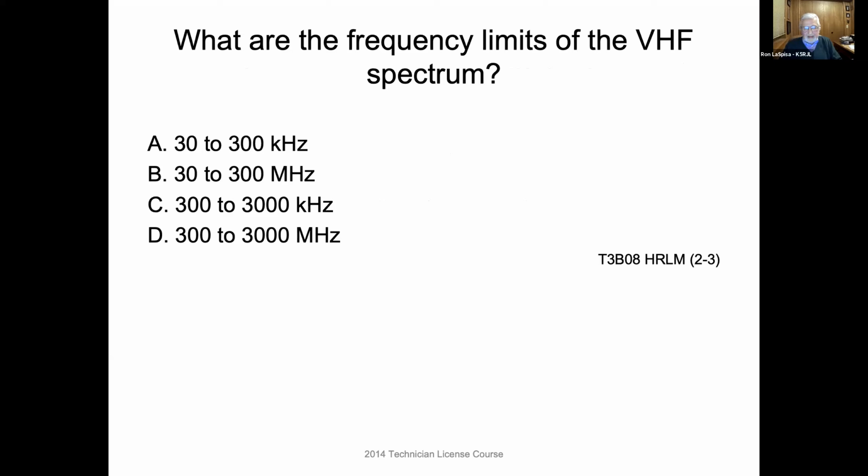Is it B? It's 30 to 300. In order to answer this question, remember that I said that you'll probably be spending a lot of time on the 2-meter band, which is at 144 megahertz, which is right in the middle of the VHF. I'm changing it to B. B is the right answer.